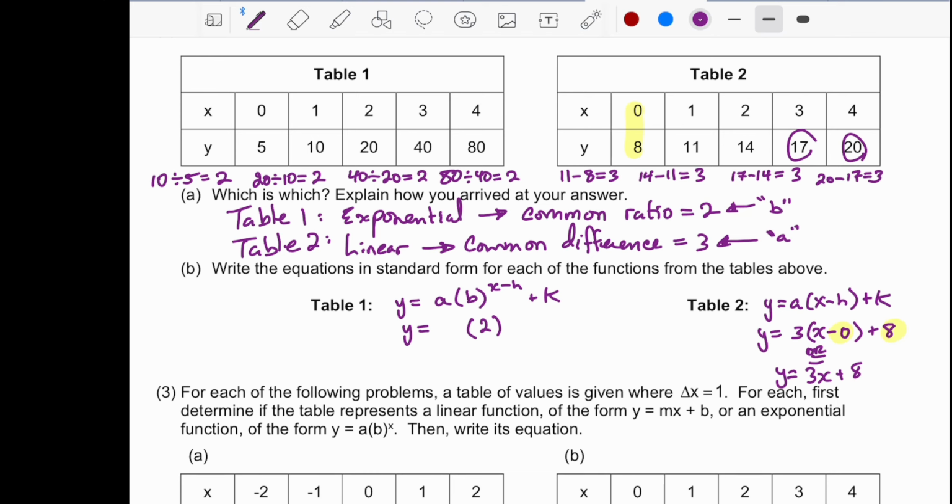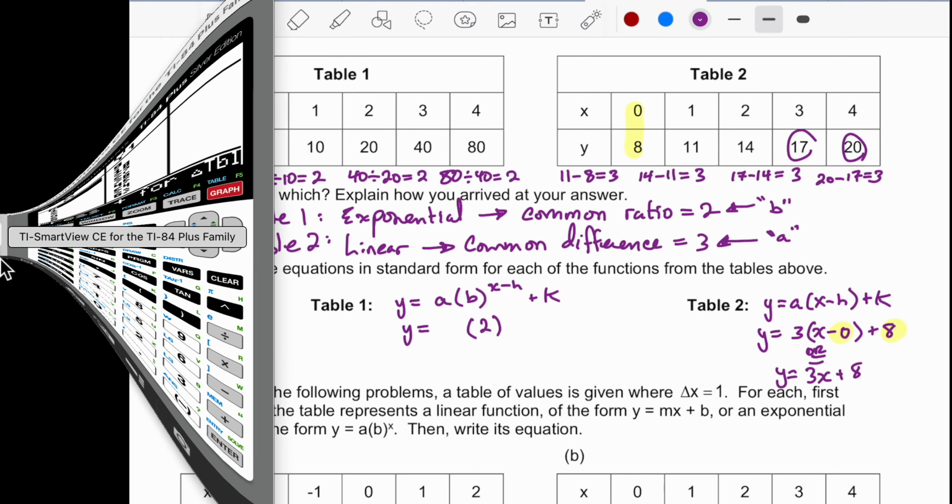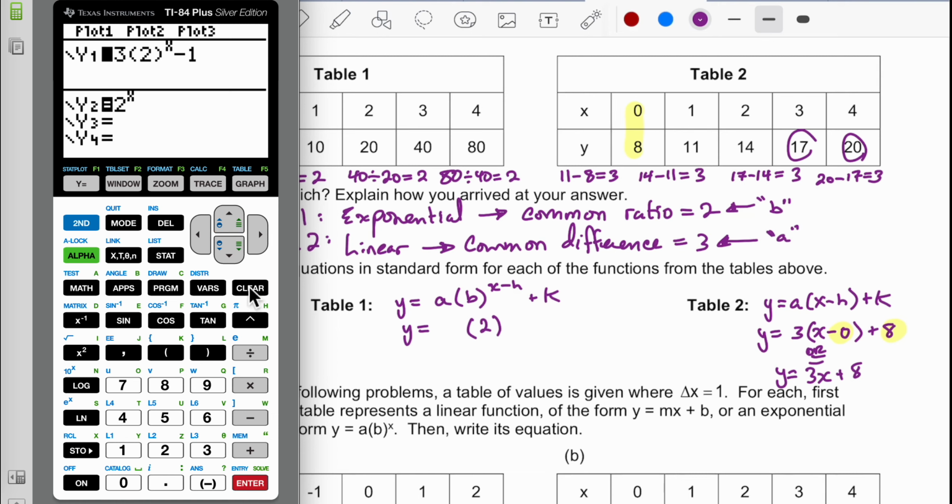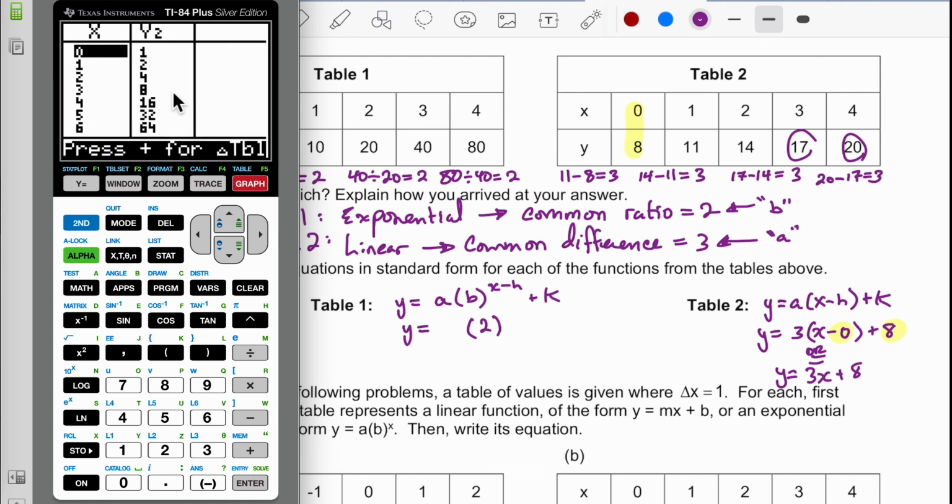All right, just going back to the example that we did before, it was 3 times 2 raised to the x power minus 1. All right, and the parent function of that was just 2 to the x. All right, look at them one at a time. If I look at 2 to the x, you see there's a common ratio between the y values. Multiply by 2, multiply by 2, multiply by 2, and so on.